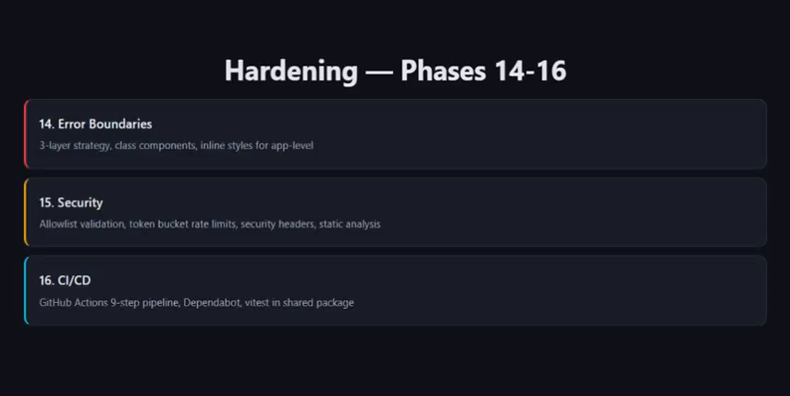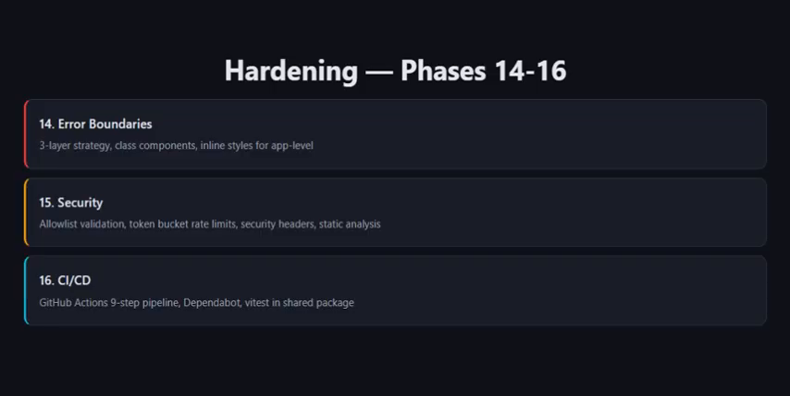Hardening. Phases 14 through 16. This is where the application goes from it works to it's ready for real users. Phase 14, error boundaries. The 3-layer system we discussed earlier. App level with inline CSS, component level with Tailwind, and content level fallbacks. You implement these after the features are built because you need to know what can fail before you build the recovery.